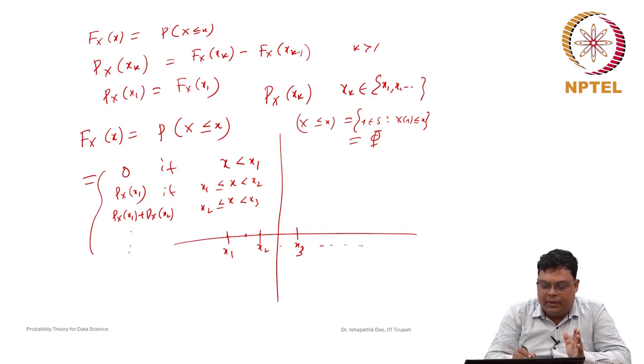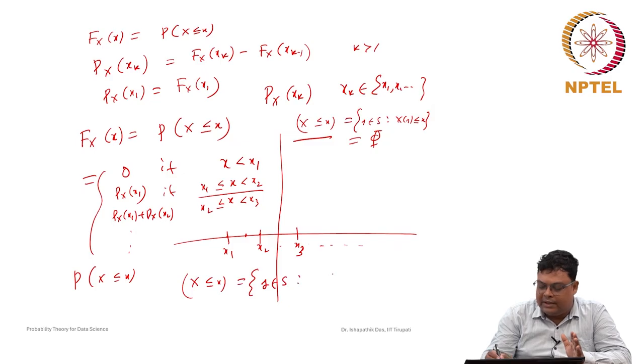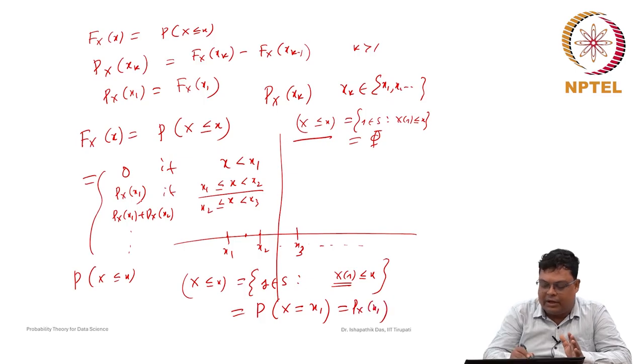So, how is it coming actually? Suppose x is between these. Then what is the probability of X less than or equal to x? It is nothing but all s belonging to S such that X(s) is less than or equal to x. Now, x is between x_1 and x_2. X is a discrete random variable, so the only value it can take is x_1. So this is nothing but p_X(x_1) only. Now, if x is between x_2 and x_3, then this probability is nothing but the probability at point x_1 plus the probability at point x_2. So like this, we can find the cumulative distribution function.